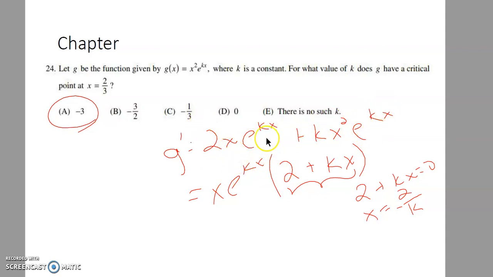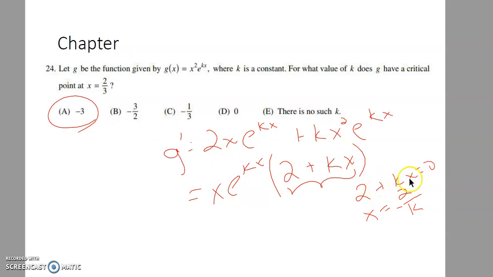I can actually factor out x e to the kx because both terms have x. So x e to the kx, right? And then, remember, I want a critical point at 2/3. So I'm going to set this equal to 0. I do have a critical point at 0, but that doesn't help me with this question. So I set this equal to 0.